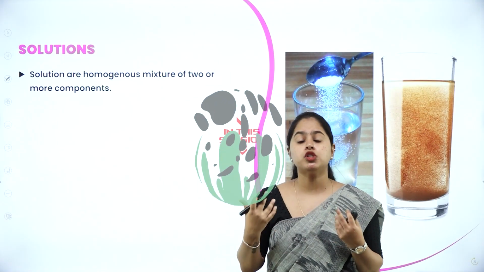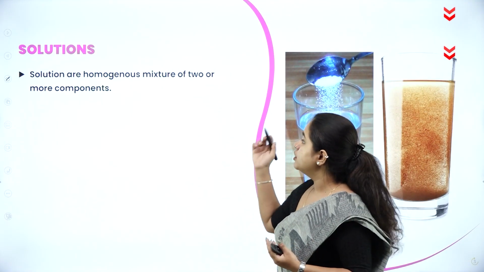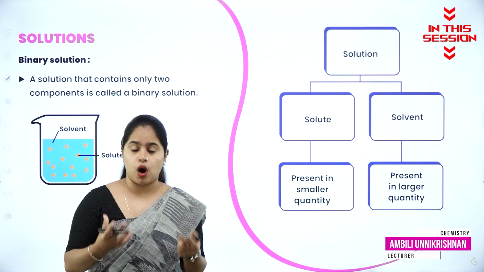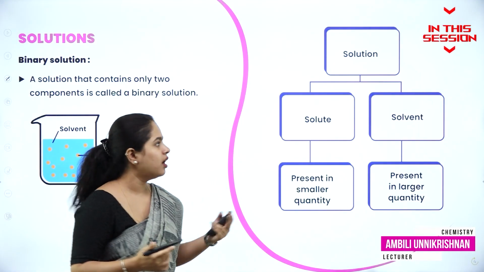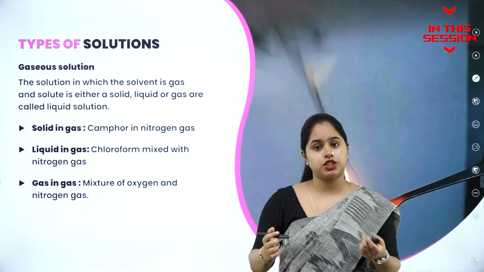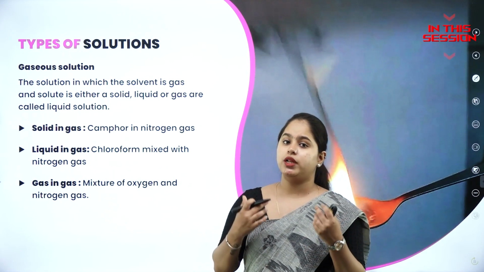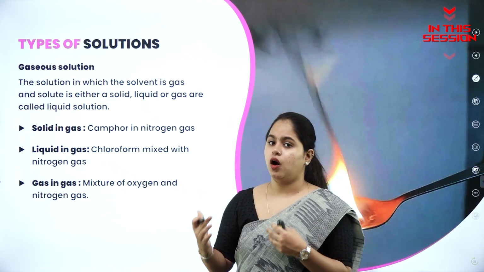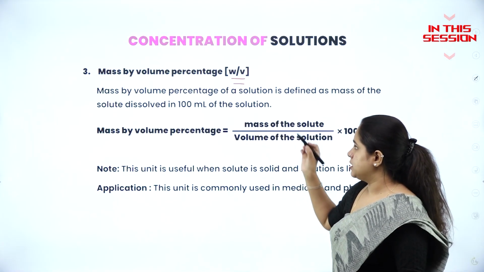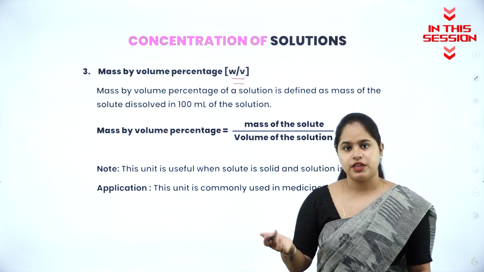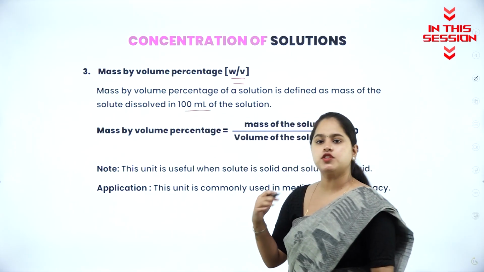Solutions are homogeneous mixtures of two or more components. We know that a solution is made up of, or the components which make up the solution are, solute and solvent. Now what are gaseous solutions? The solvent will be gas and the solute can be either solid, liquid or gas. Mass by volume percentage of a solution is defined as mass of solute dissolved in 100 ml of solution.